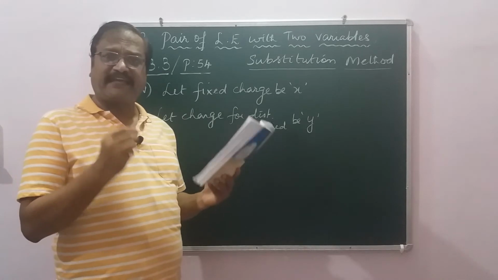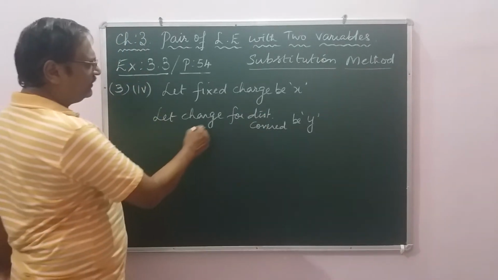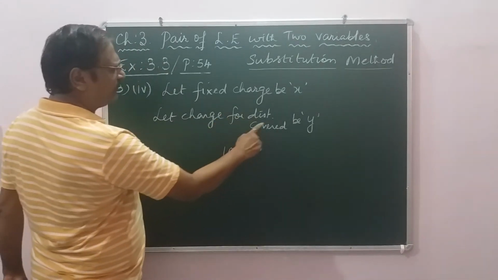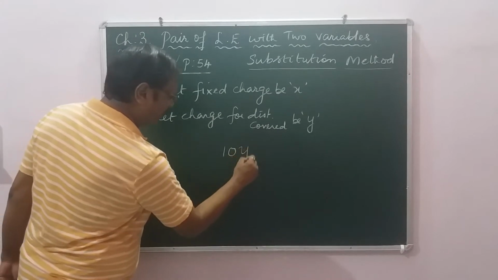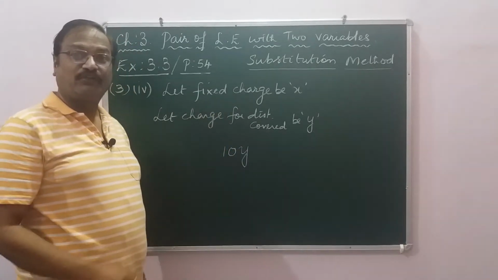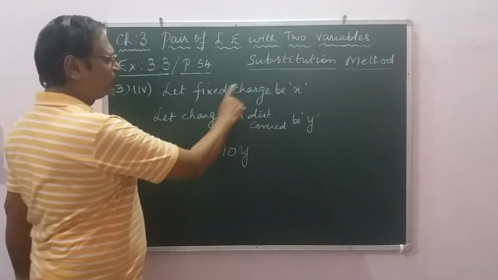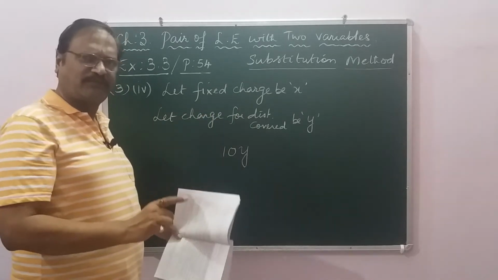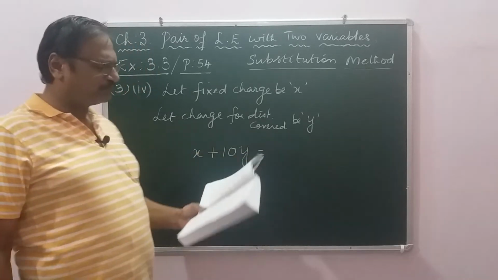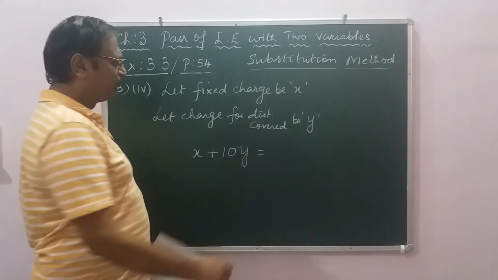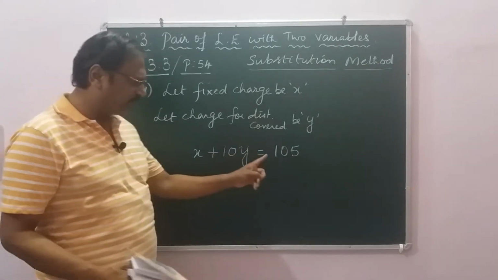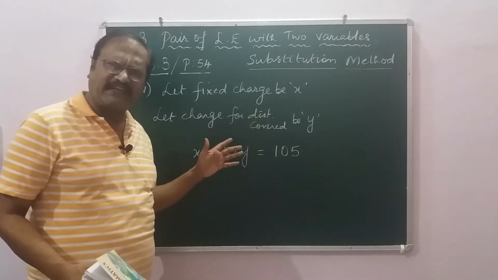for a distance of 10 kilometer. So what is the distance traveled by this person? 10 kilometer. Charge for distance is y. So 10y. Not only the 10y, you also have to pay for the fixed charge. A particular amount is fixed minimum charge. So x plus 10y is equal to how much this person is paying? 105 rupees. As I told you before, I don't bring the sign of rupee or anything like that.